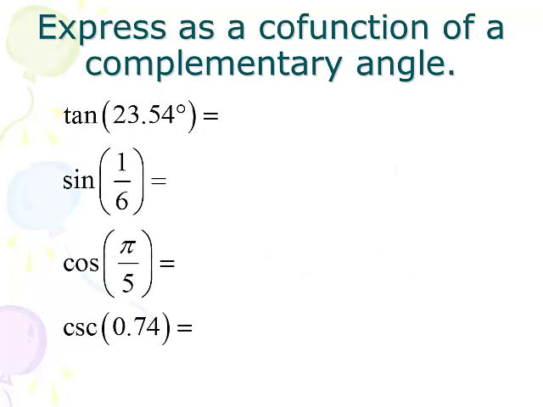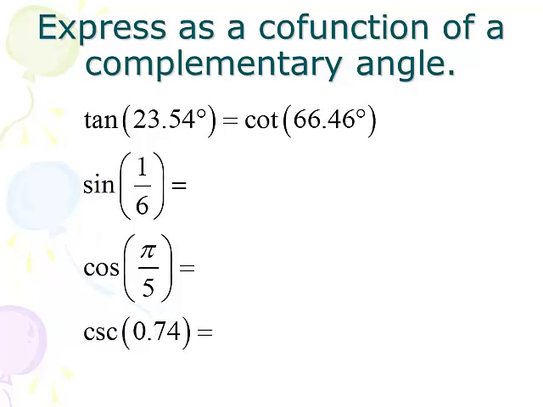Here we go. You notice we have tangent, sine, cosine, and cosecant represented here, and we're going to find the cofunction of their complementary angle. So you have to think of both the cofunction and the complement of the angle. The first one up is tangent of 23.54 degrees. Two things going on here. Its cofunction is cotangent, and the complementary angle is 66.46. If you were to do these in your calculator, the tangent of that angle and the cotangent of the complementary angle, you would get the exact same value. The cofunctions of complementary angles are congruent to each other.